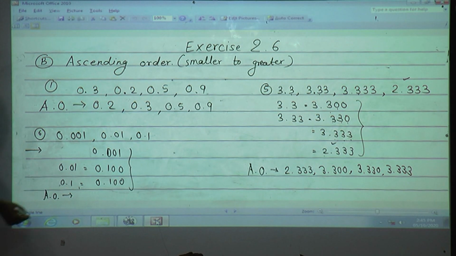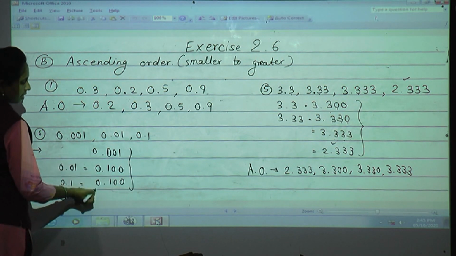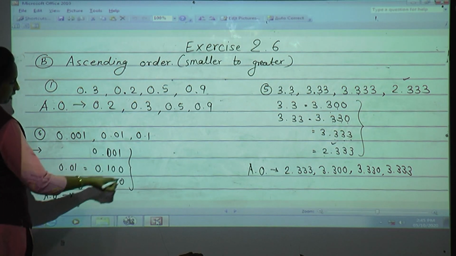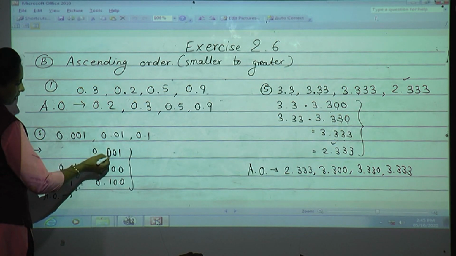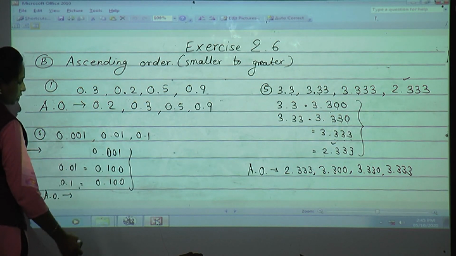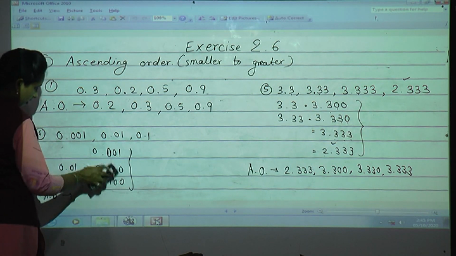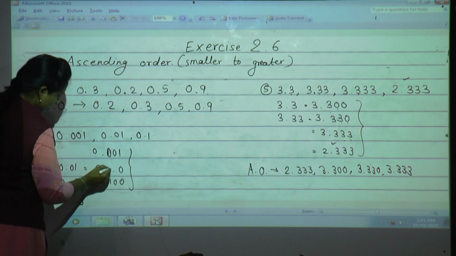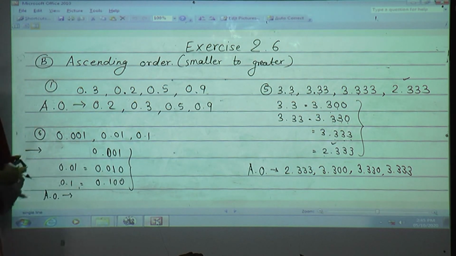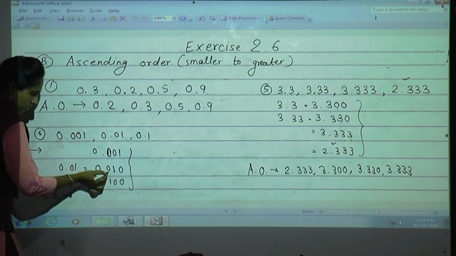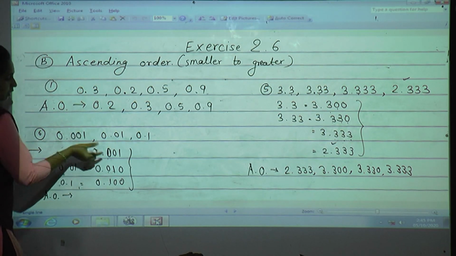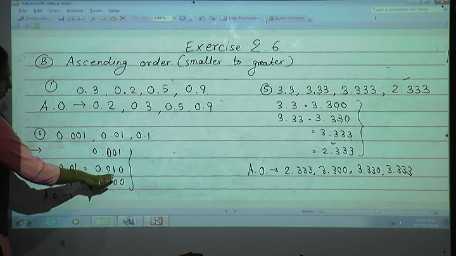Now see, in the whole number place 0, 0, 0, so go with the tens place. Now tens place 0, 1, 1. Which is smaller, student? Tell me. Sorry, here 0.01 means 0.010. Okay. Now tens place, which is smaller? 0, 0, 1. Now the 2 zeros are smaller, so we'll leave this.